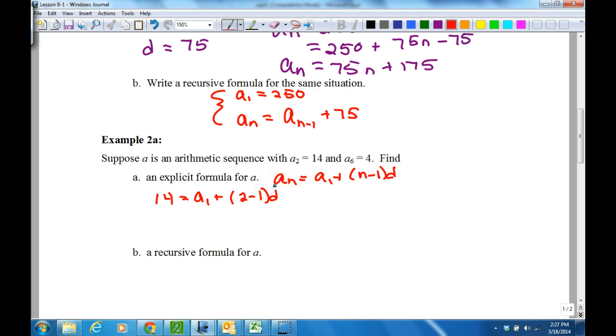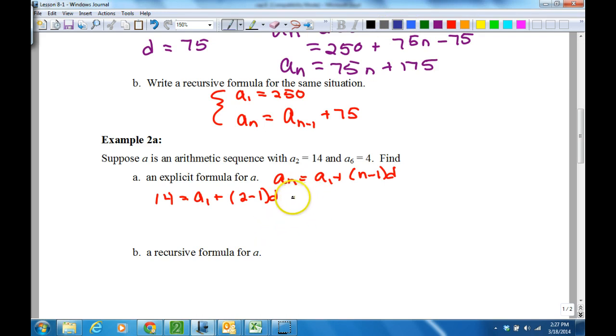So all we know is that equation, but that equation is different. It's the same thing. I'm replacing a sub n because I have a sub 2 as 14. And I'm replacing my n here because we're at step 2, so it's going to be 2. We don't know a sub 1, and we don't know the difference between them. We're trying to find what those are.